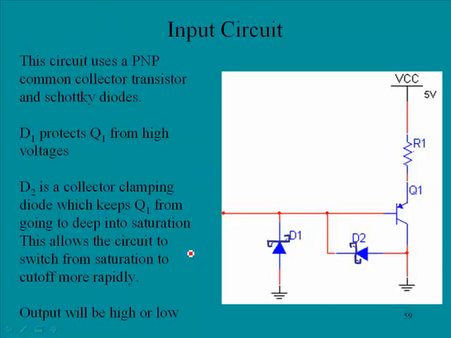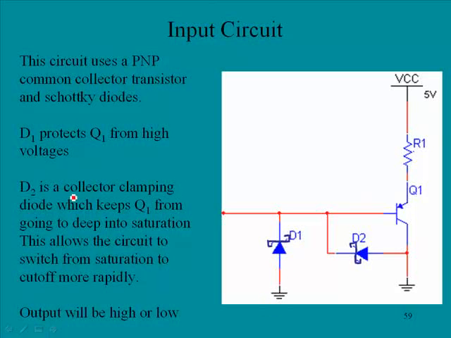Okay, input circuit. And here we have an input circuit. This circuit uses a PNP, common collector transistor, and Schottky diodes. And so this could be an input into a digital circuit. And we're using a Schottky diode here. What this is going to do is protect the input over here from high voltage. If the voltage is too high, it will short to ground through the Schottky diode.